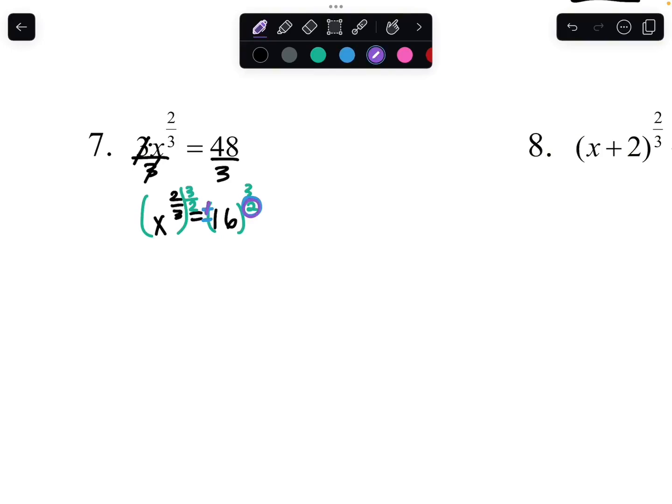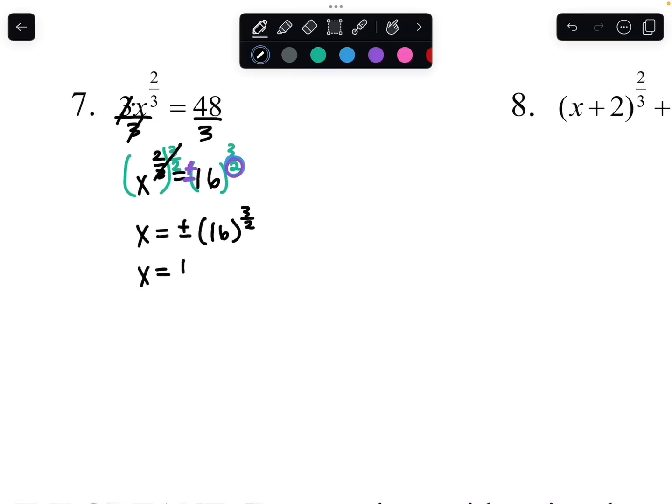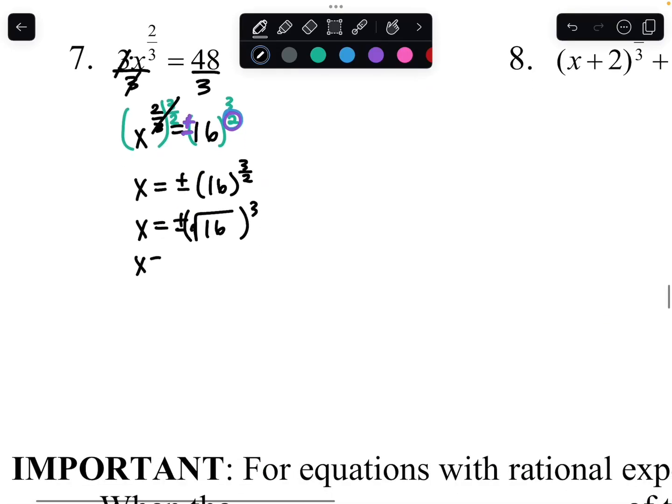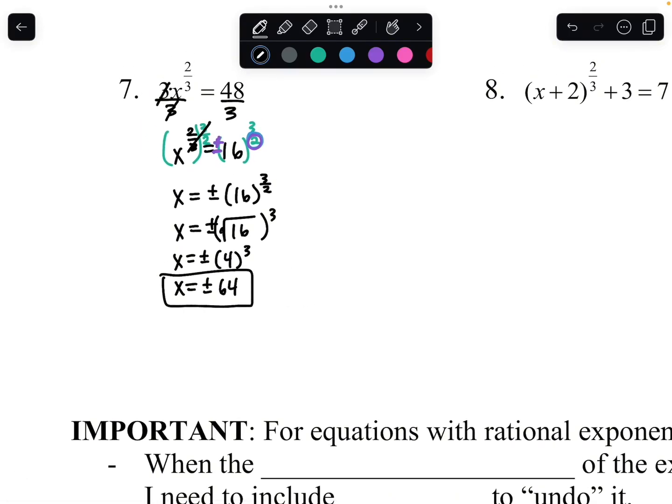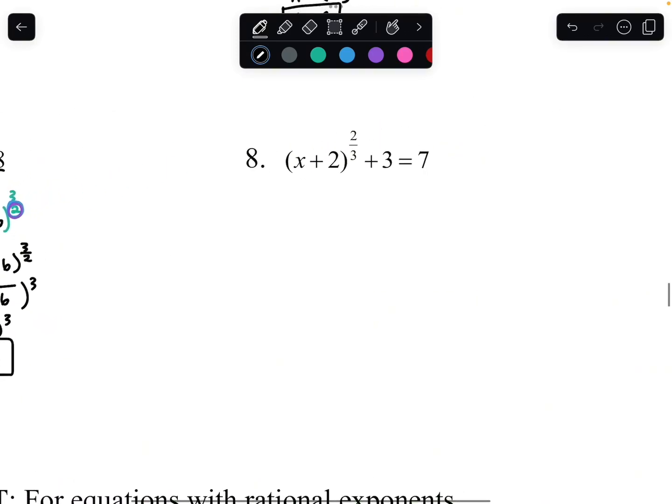A plus or minus when we add that square root in. So x = ± 16^(3/2). You can rewrite that as a square root. The square root of 16 is 4. 4 cubed is 64. So we have two answers, positive and negative 64.